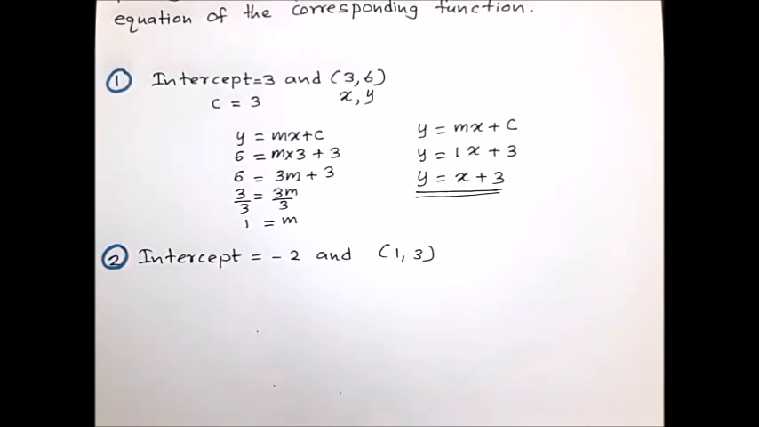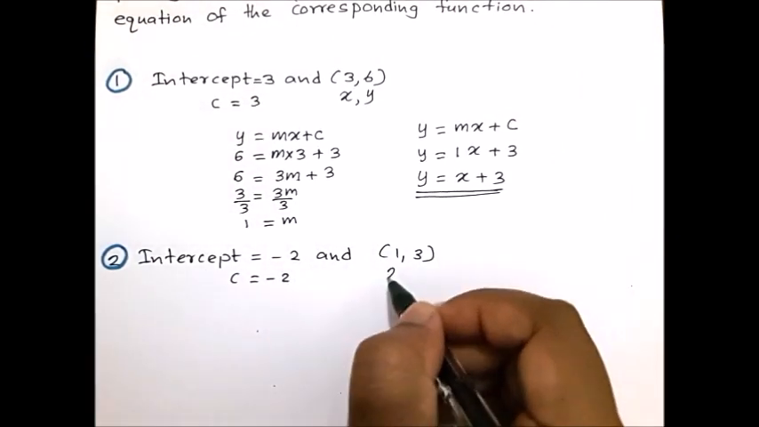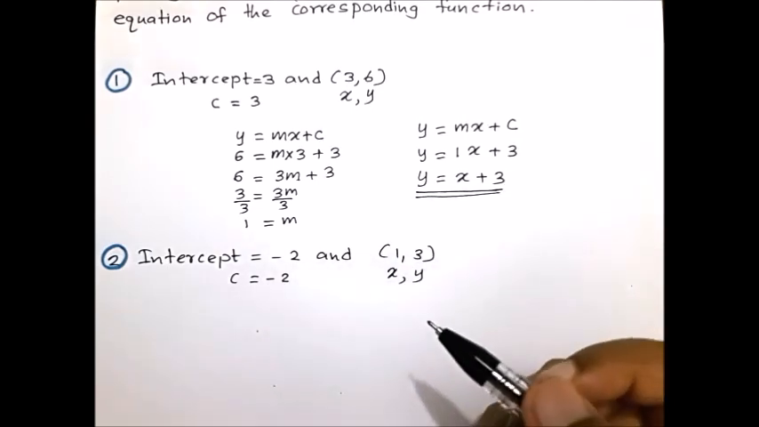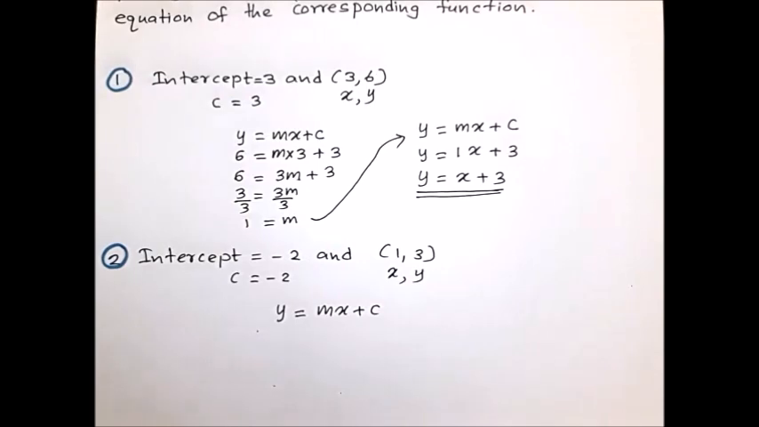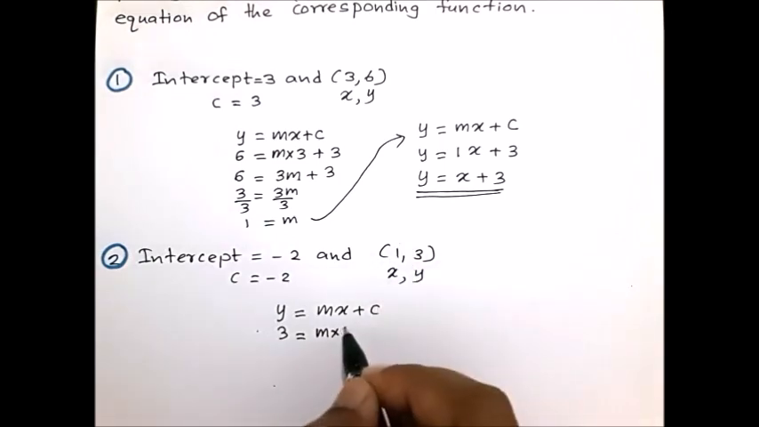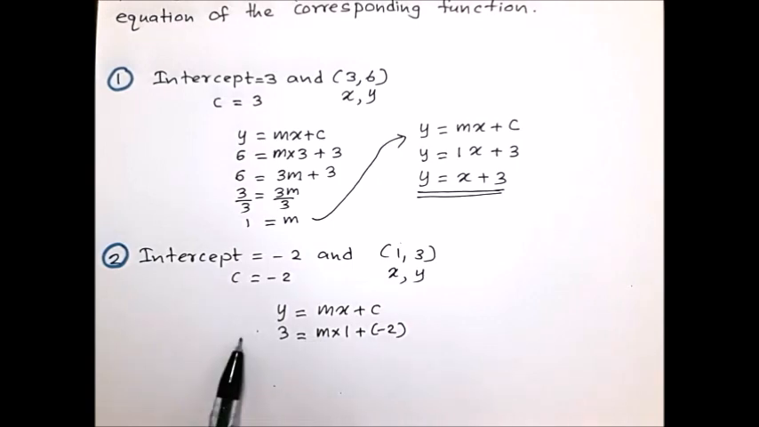Now look at the second one. Intercept is given and the coordinates of one point are also given. This is c equals -2. This one is the x coordinate, this one is the y coordinate. By using these values, find the value of m. y is 3 and x is 1. c is -2. Now take -2 to the left side, it becomes +2. And here 1m. 3 plus 2 is 5. It is not necessary to write 1, so just write m. m equals 5.